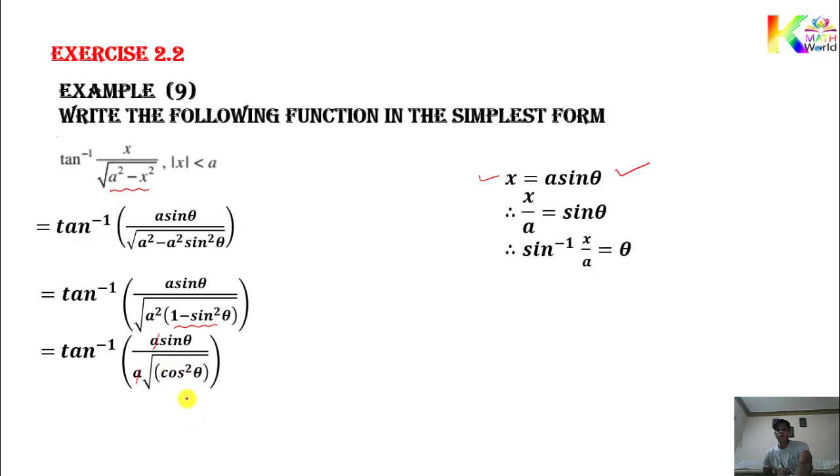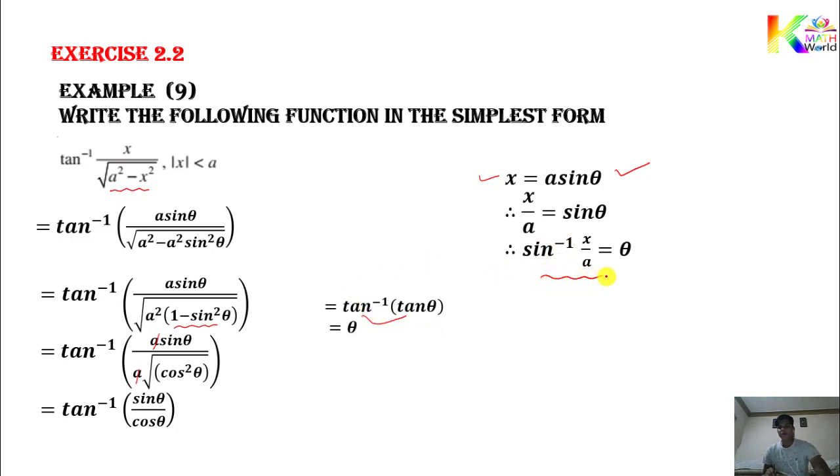We can consider positive root. So sin over cos, and what is the answer? Tan theta. So you got here tan inverse of tan theta. Now both are inverse of each other, so we can write the answer theta. And what is theta? You can see here, theta equals sin inverse x by a. So that should be our answer.